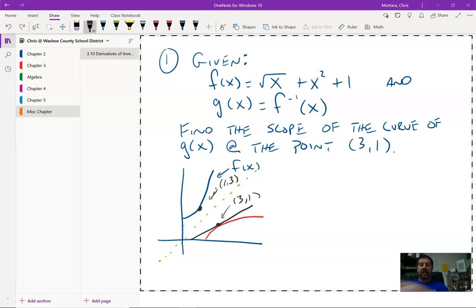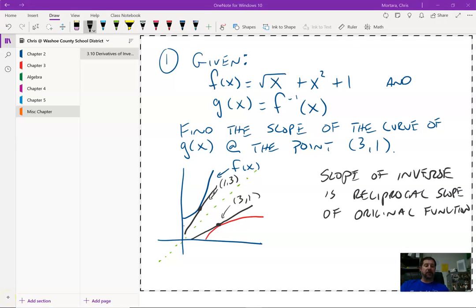If I can find that slope instead, though, maybe this will help us find the slope that we are really looking for. Okay? So if we're looking at just graphically, at these graphs, maybe we can see a relation between these two slopes. All right? And here's the relationship that you're going to want to find: the slope of the inverse is the reciprocal slope of the original function.